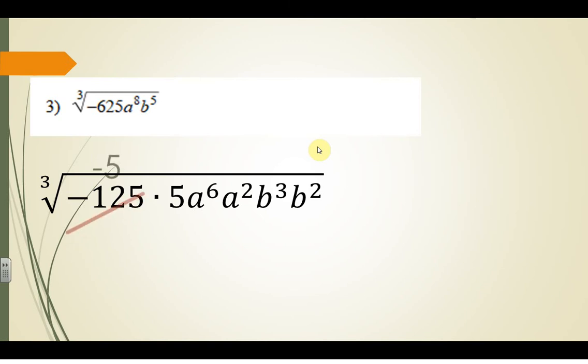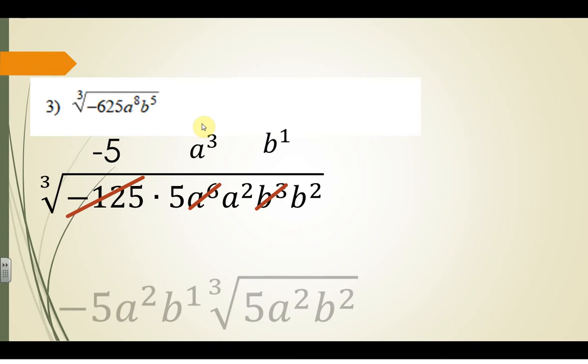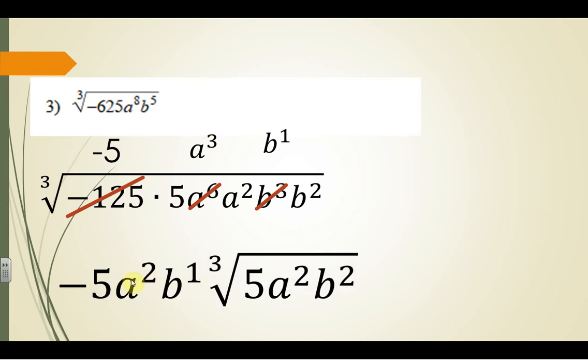Yes, we always take the negative out. A to the 6. Remember, divide 6 by 3. That should be a to the 2. That's a 2, people. 3 divided by 3 is 1. There we go. So it's -5 a squared b, the 1 is implied, but if you feel better writing it, write it. Cube root of 5 a squared b squared. See? Same tactic as square roots, just thinking different numbers.